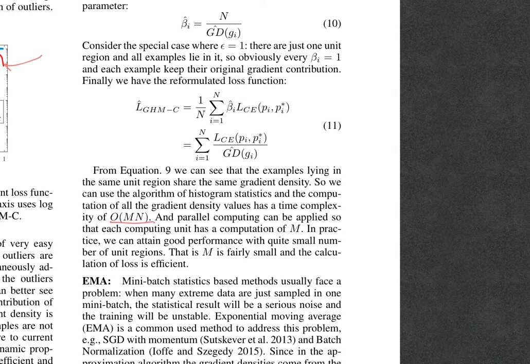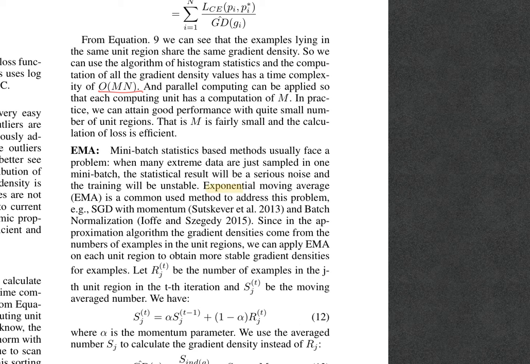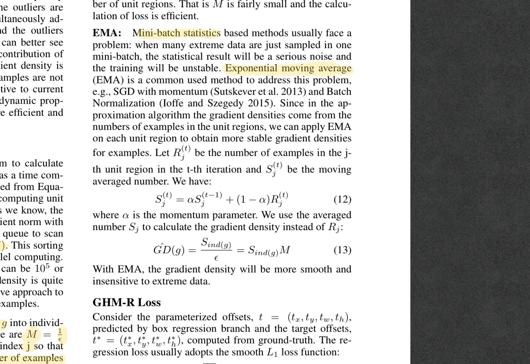They have also used the exponential moving average in order to deal with the noisiness of the statistics, because some of the extreme examples basically exist in only a couple of mini-batch statistics, and the noisiness can be dealt with using the exponential moving average. So they basically do that on the R values that denote the number of examples that lie in the jth unit, and then they use S, which is like the smoothened version of R, to compute the gradient density approximations.